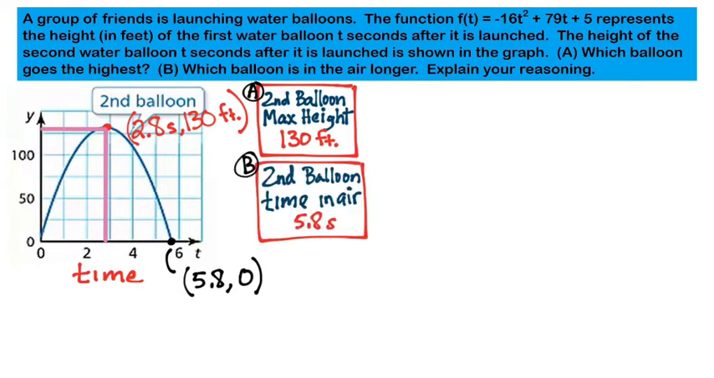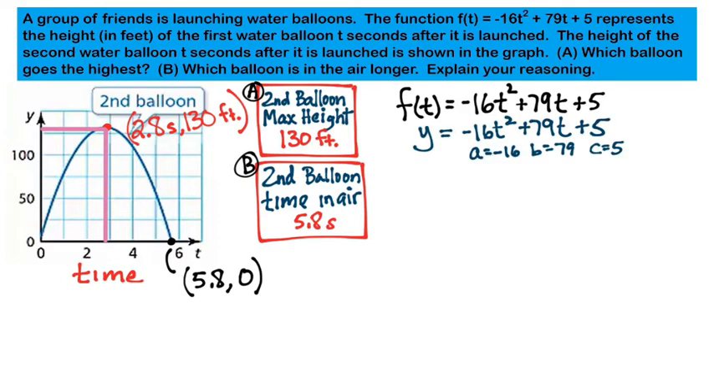So when we get to part B of the problem, when we're trying to decide which balloon has been in the air longer, we know that the second balloon spent 5.8 seconds in the air. Well, we could get the information about the second balloon by reading the graph that was given in the problem. To get the information about the first balloon, we're going to need to use the equation. So the first thing I'm going to do is rewrite the equation so that it's not in function form and identify the A value, the B value, and the C value.